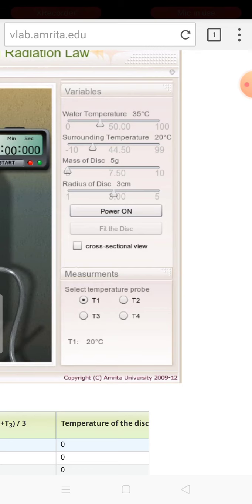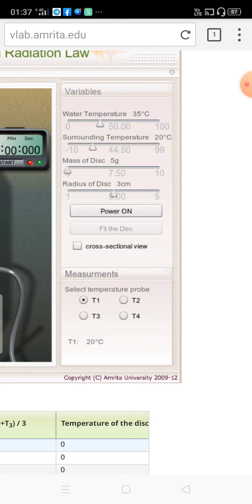The surrounding temperature is 20 degrees, the mass of the disc is 5 gram, and you can move the slider from 0 to 10 gram. You can move the surrounding temperature from minus 10 to 99 degrees centigrade, and the radius of the disc is 3 centimeter, which goes from 1 to 5. But note that you have to measure the temperatures T1, T2, T3 and T4. You will get the average of T1, T2 and T3, and T1 is provided here as 20 degrees. You have to find T2, T3 and T4.